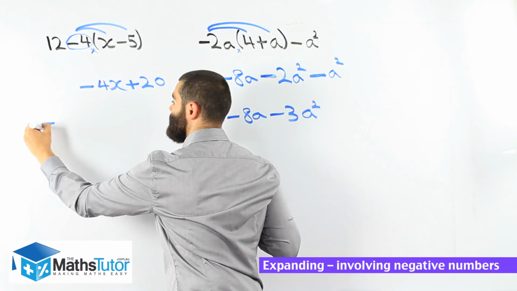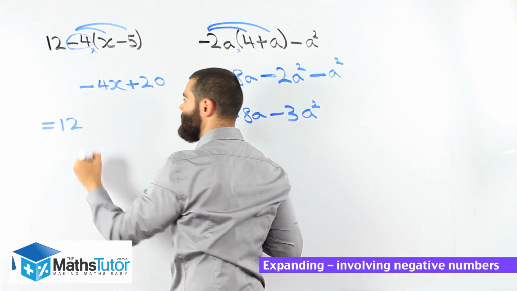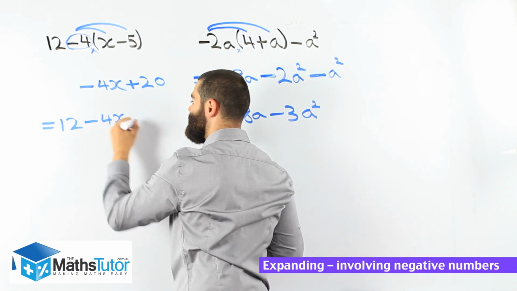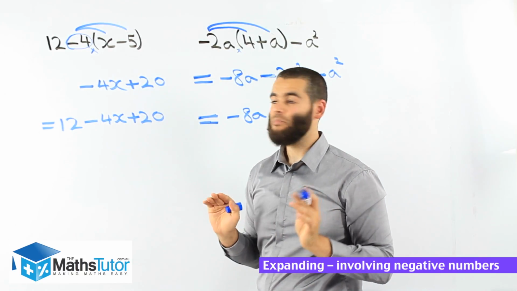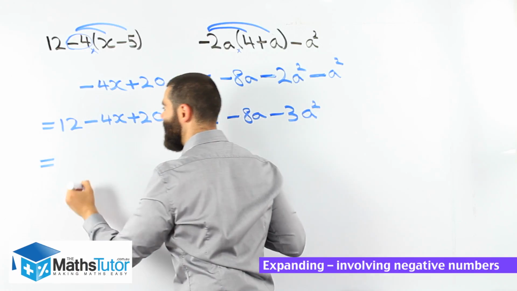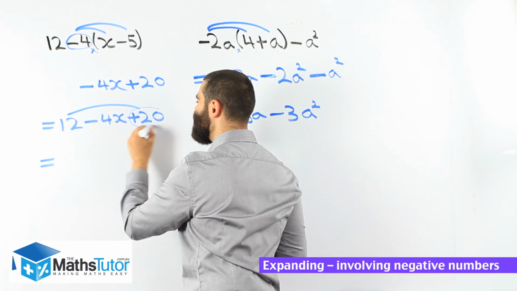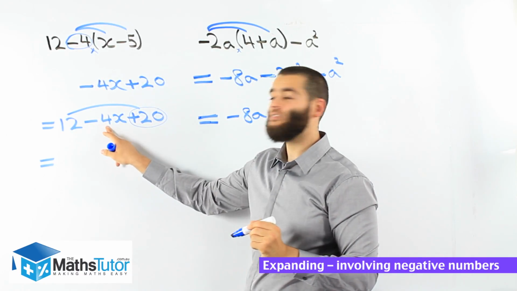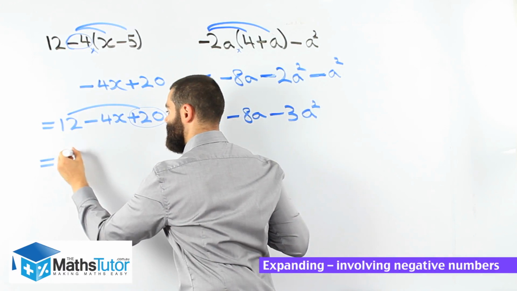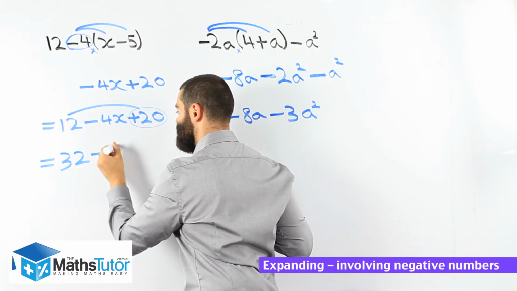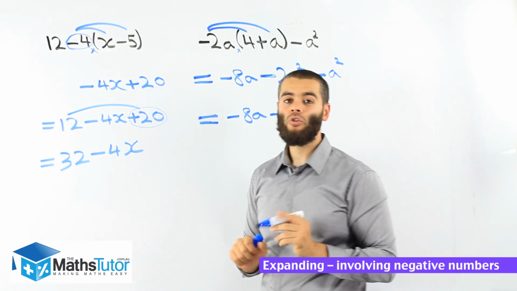Now, that's the working out for the expanding. We know the 12 is still there: 12 minus 4x plus 20. Now we can actually simplify it, looking for like terms. Where are the like terms? The 12 and the 20. 12 plus 20. This minus belongs to the 4x. So 12 plus 20 is 32, minus 4x.